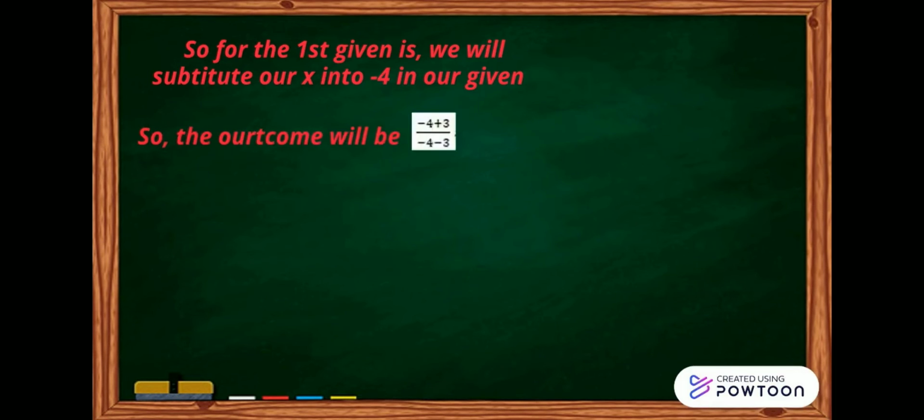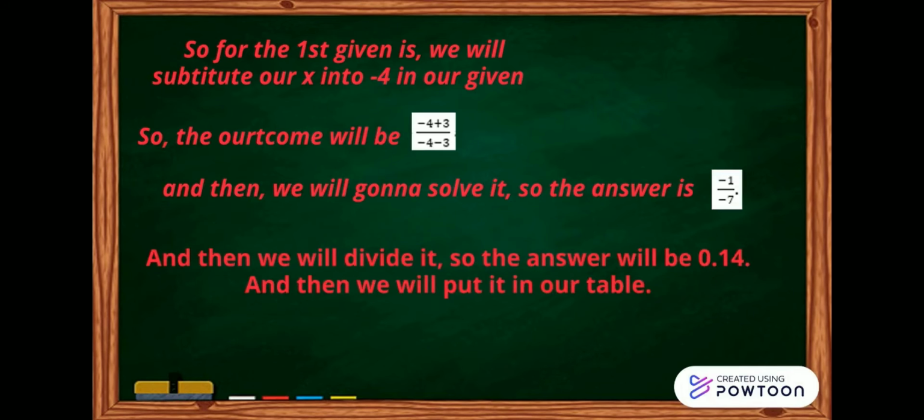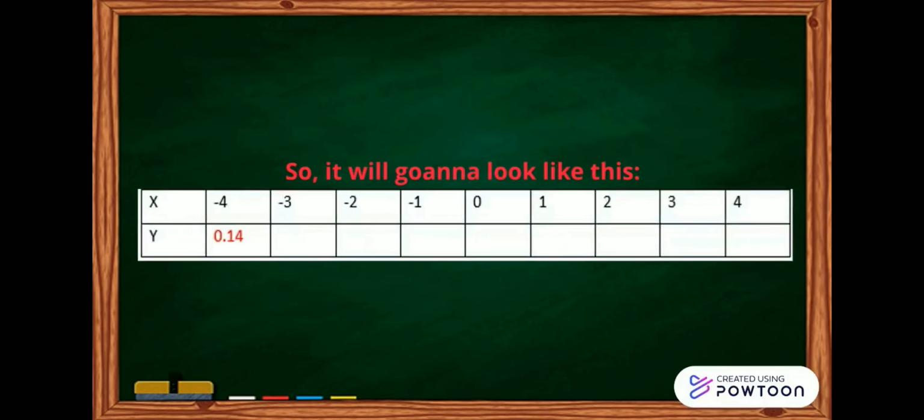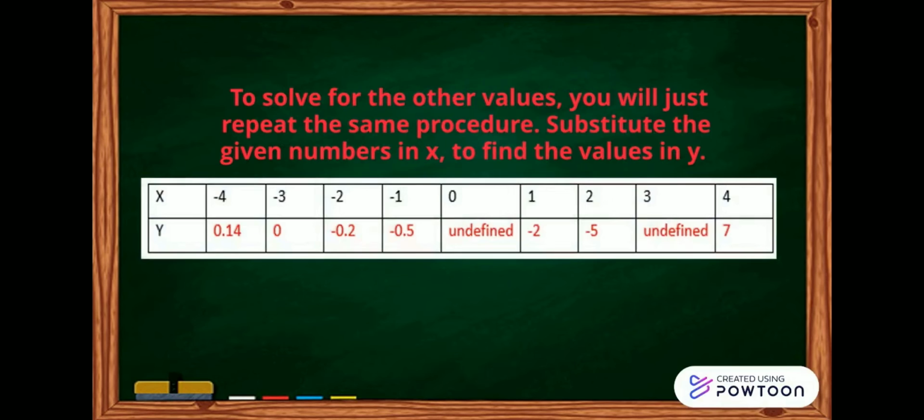So the outcome will be negative 4 plus 3 over negative 4 minus 3. And then we will solve it. So the answer is negative 1 over negative 7. And then we will divide it. So the answer will be 0.14. And then we will put it in our table. So it will look like this. To solve for the other values, you will just repeat the same procedure. Substitute the given numbers in x to find the values in y.